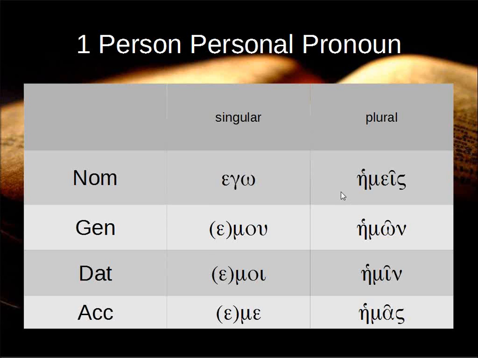Now for the plural, it starts with eta, but again, notice the rough breathing over it. So you need to add the H sound in front of it, which gives hemeis, hemon, hemin, hemas. Okay? So these are your first person personal pronouns. Why do I bring this up? When you go and try to do a word study and you look at these words, you can really just ignore them because they're just pronouns. That's all they are. Most likely, your word study will focus on nouns. Here, you can just say, okay, I know what this is, I'm going to forget about it and move on. So it's really just to identify what they are and basically ignore them when you do word studies.